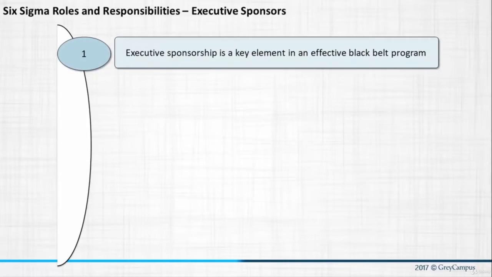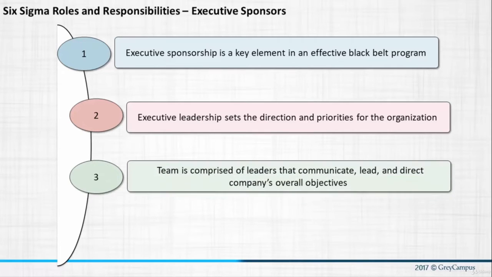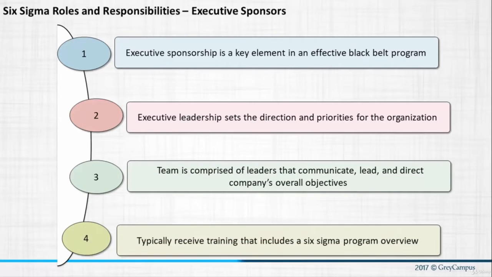Executive sponsors are the keys to success of an effective Six Sigma program. They're the ones that assign the resources and the allowable resources for a Six Sigma program to work. They are the leaders of the team for continuous improvement.